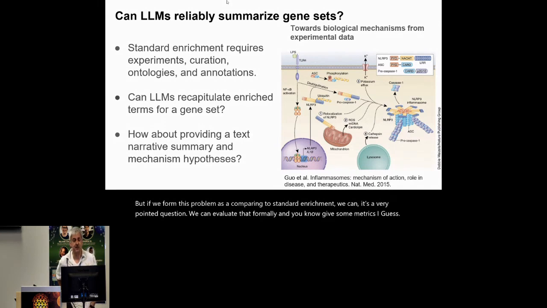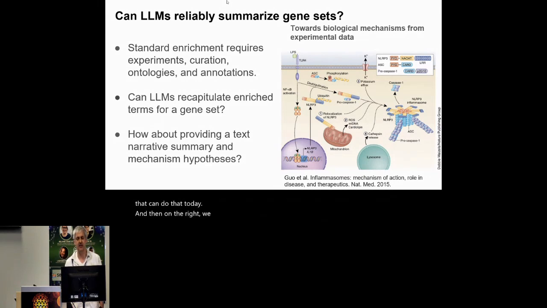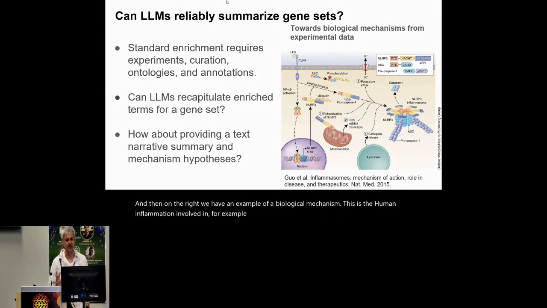Now, these LLMs can also provide narrative text, right? This is something hard to evaluate. We're also curious whether those summaries could be provided. There's not much else that can do that today. And then on the right, we have an example of a biological mechanism. This is the human inflammasome involved in, for example, response to microbial infection. And looking at this diagram, you can envision lots of different kinds of gene sets, right? And probably different experts would come up with different subsets of that, depending on their expertise. And there are also some relationships here to look at, right?